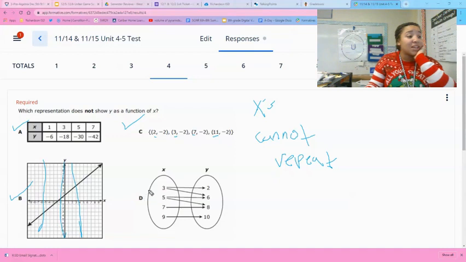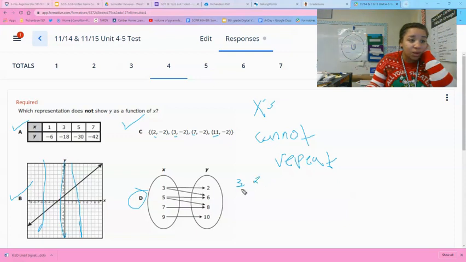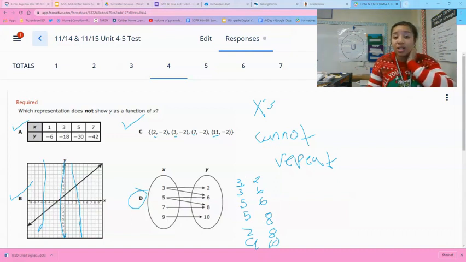Oh, and then here, this was not going to be a function because if I wrote this out, this would be 3, 2, 3, 6, 5, 6, 5, 8, 7, 8, and 9, and 10. And as you see, we have repeating x values, so D would be incorrect. Okay.